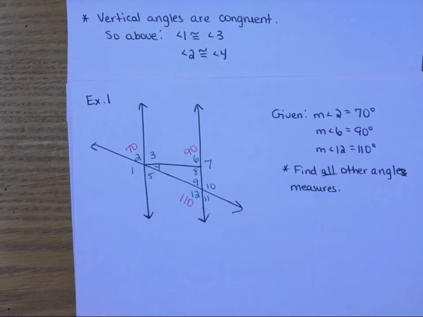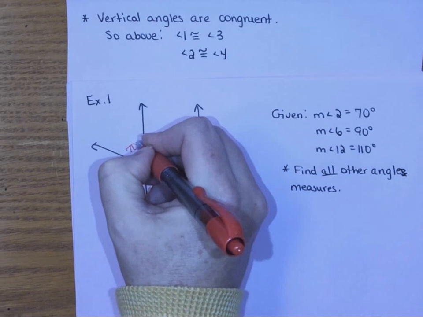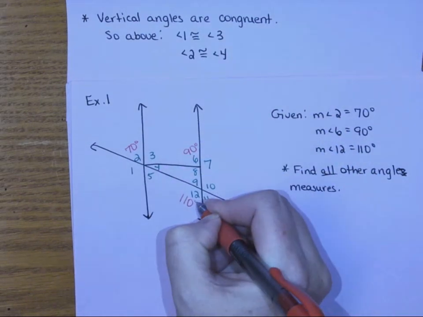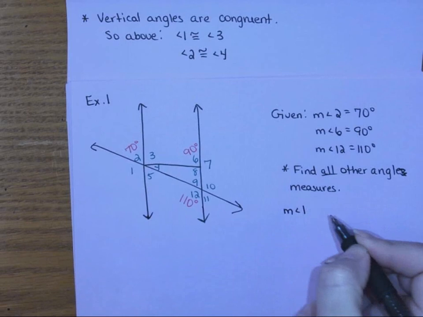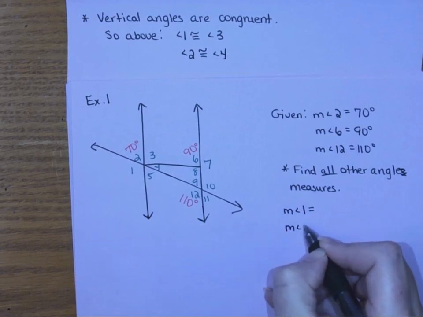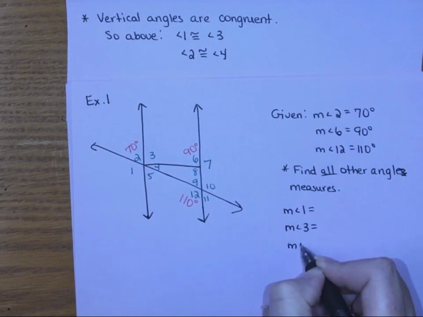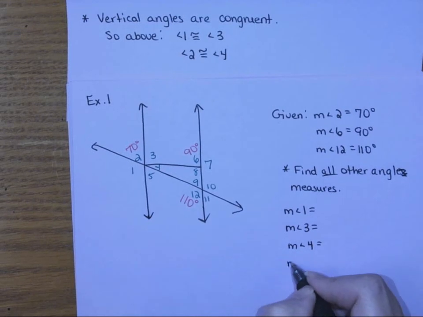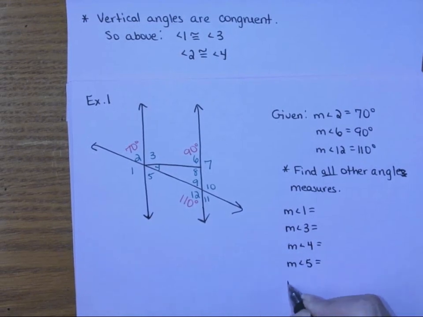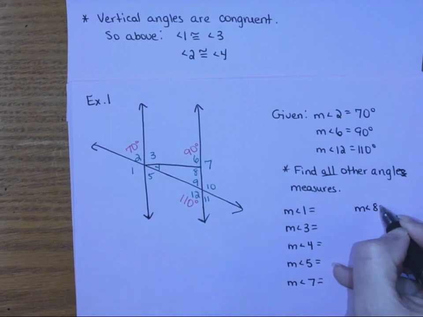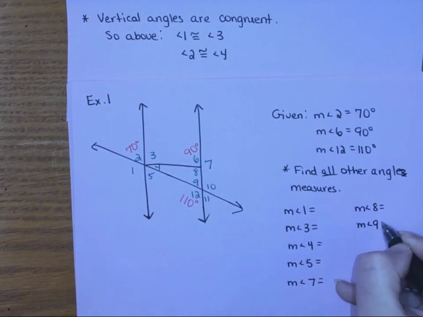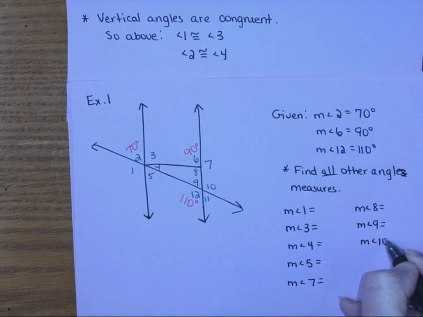Okay, I'm not putting the degree symbol, but technically these are supposed to have the degree symbol. It's just hard to kind of squeeze them in. All right, so let's see if we can figure out what all the rest of the angles are. In other words, I want you to tell me what the measure of angle 1, we already know angle 2, 3, 4, 5, we already know 6, 7, and then what about 8, 9, 10, and 11?